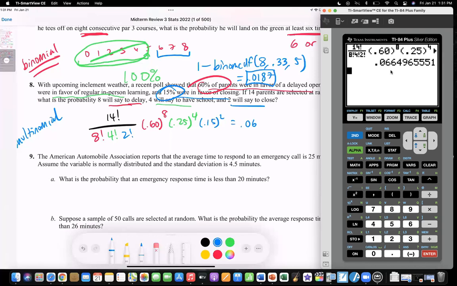The 49, so the 9 brings it up, so 0.665. So about 6.65% chance of that happening.